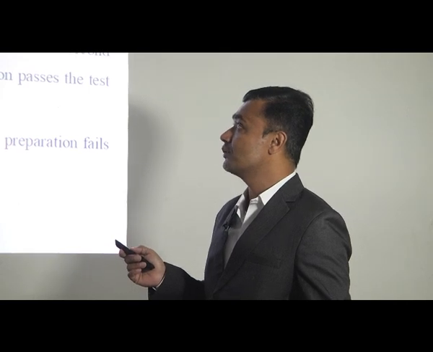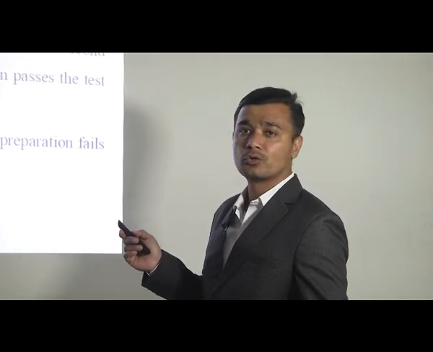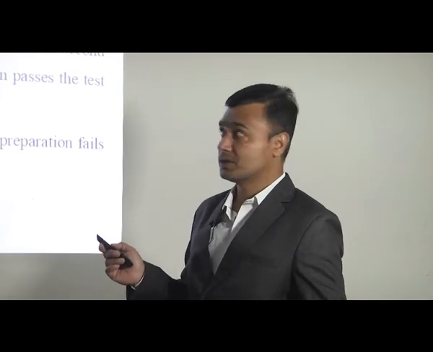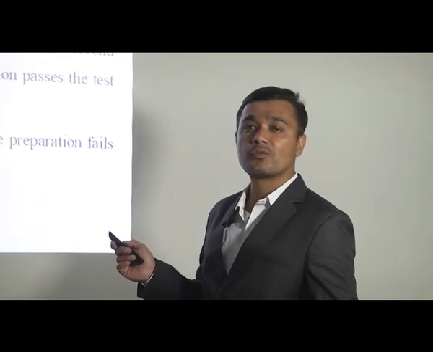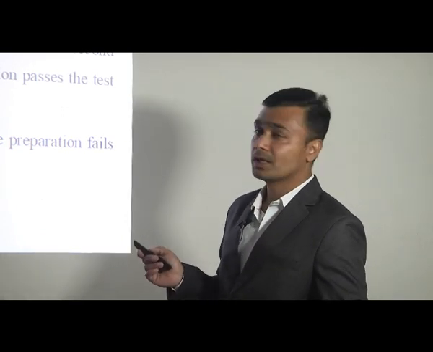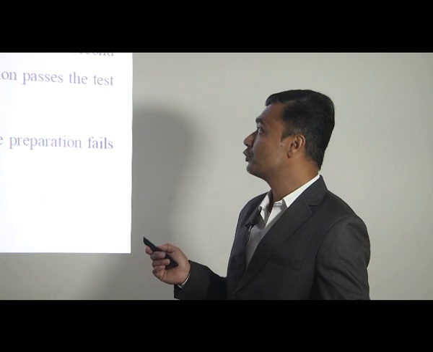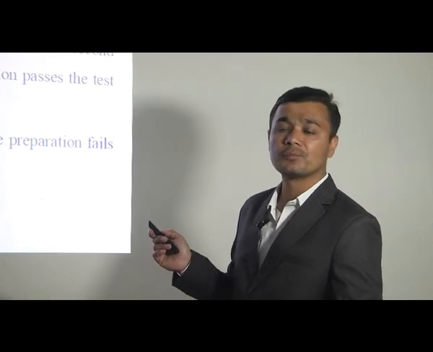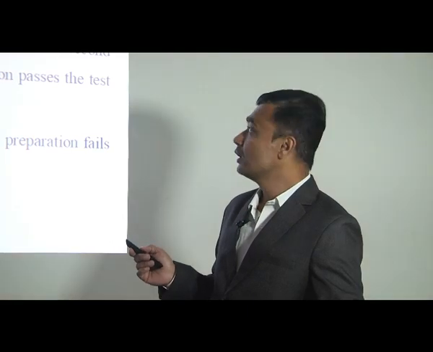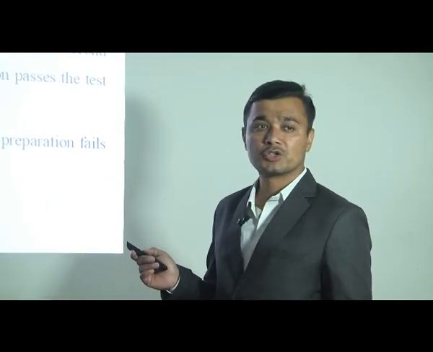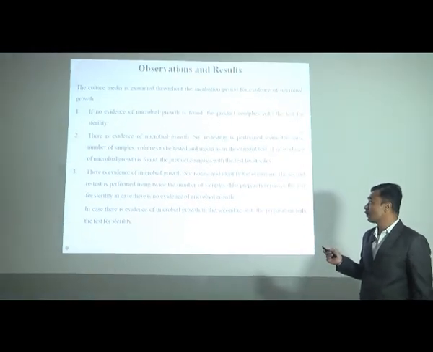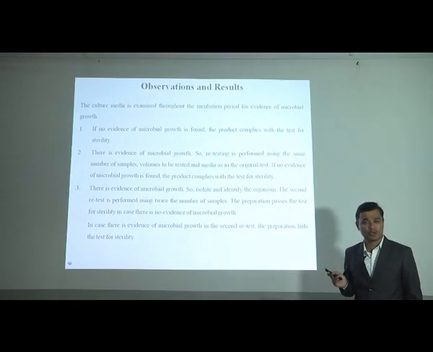So the first one is, if no evidence of microbial growth is found, then the product complies with the test for sterility. If there is evidence of microbial growth, then retesting is performed using the same number of samples, same volume to be tested and media as in the original test. If no evidence of microbial growth is found, then the product complies with the test for sterility. If again there is evidence of microbial growth, isolate and identify the microorganism.